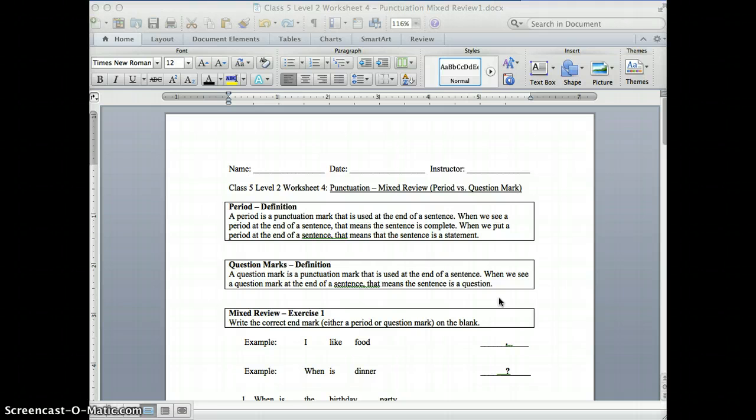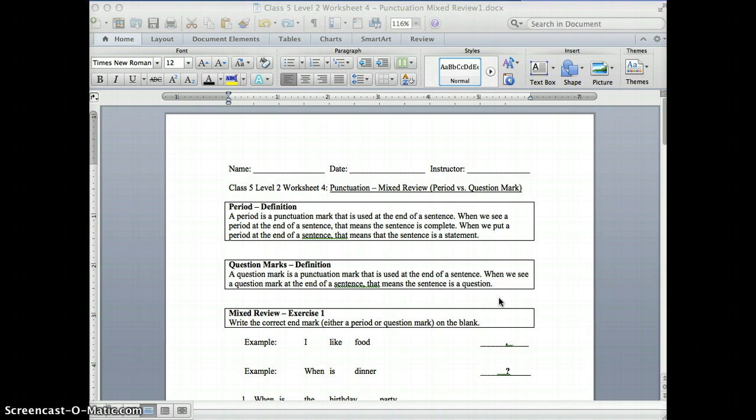Worksheet 4, which is all about punctuation. This worksheet is actually a mixed review, so we're going to be looking at periods and question marks and applying them to sentences. Basically, there's only one exercise in this entire worksheet, and what we have to do is write the correct end mark on the blank.